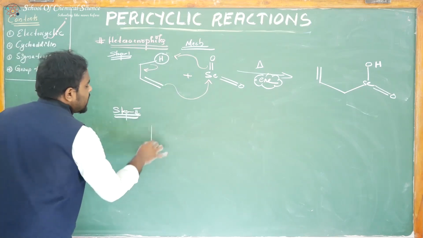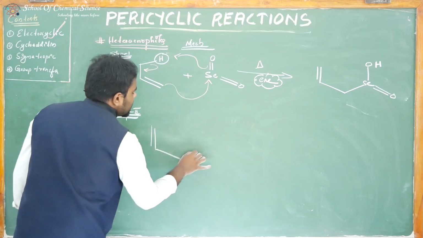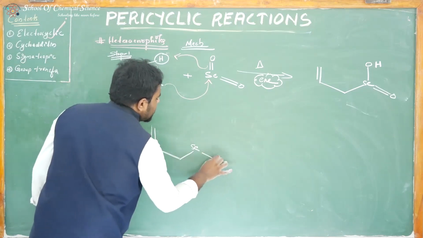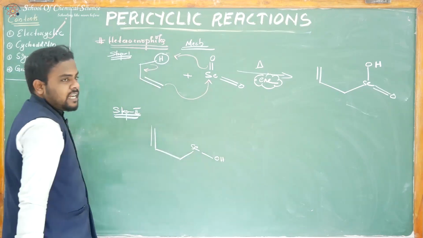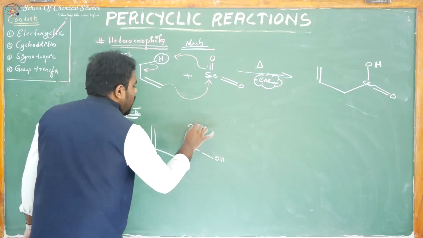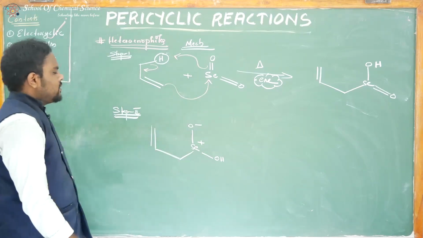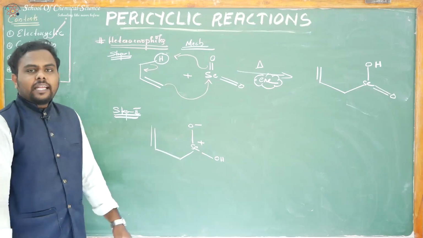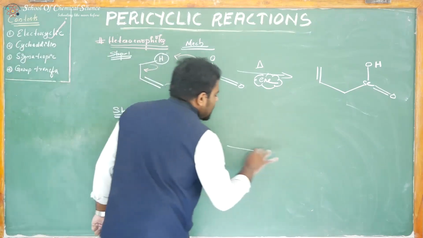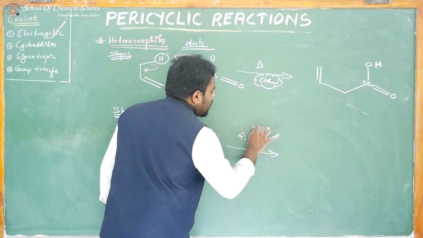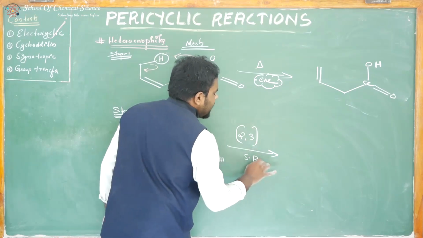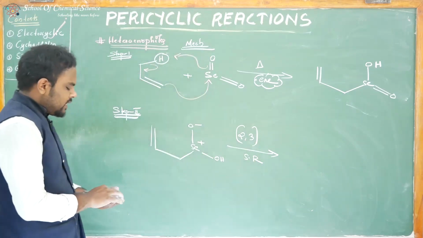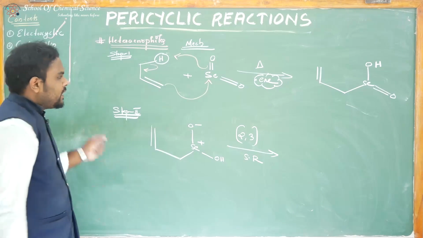That is the product formed in the first step. This is selenium, which is an OH. The double bond O can be written as O minus selenium plus. You know, selenium oxide undergoes 2,3 sigmatropic rearrangement.